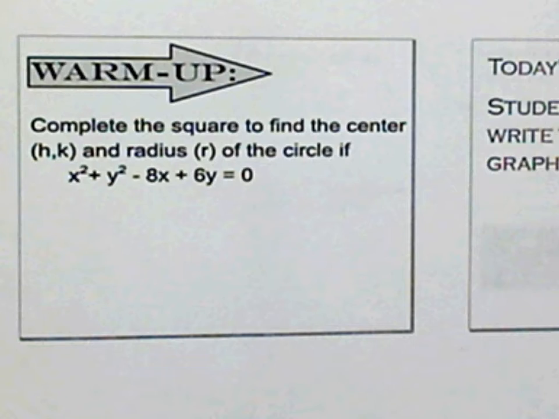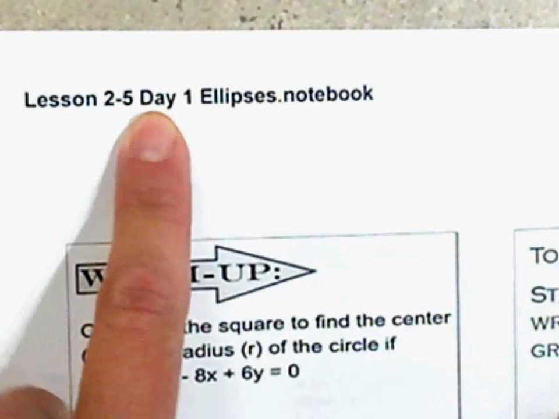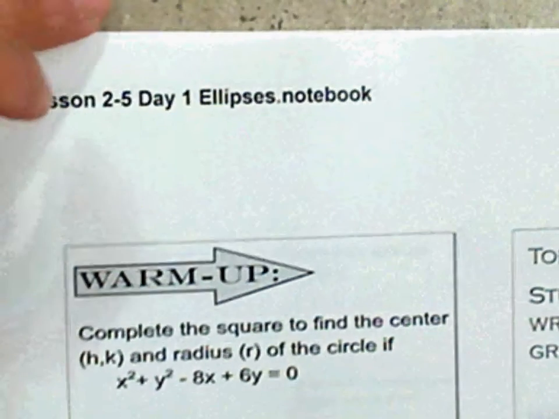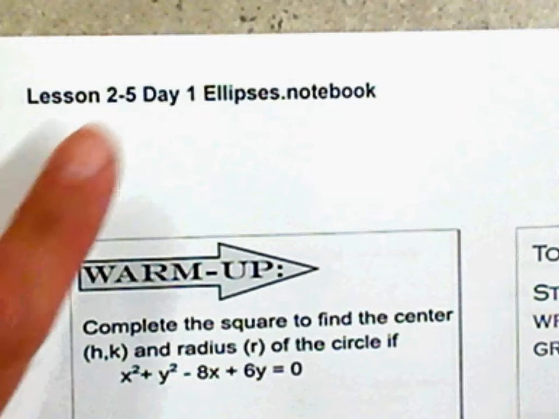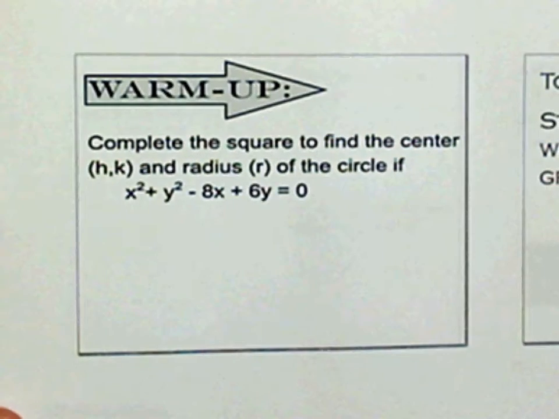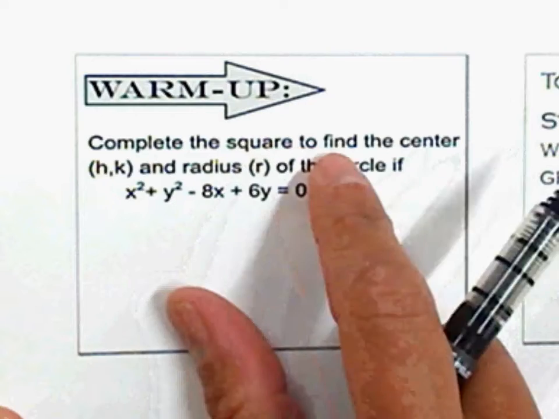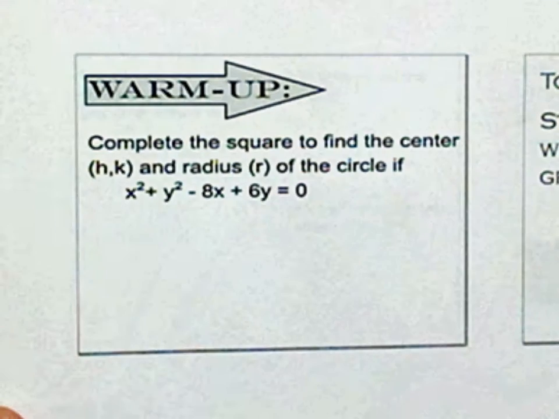Good morning to all. This is lesson 2-5, day 1, ellipses, and here are your notes for today. All right, so we're going to go ahead and start with a warm-up. This is 2.5, day 1 warm-up. The question says, complete the square to find the center and radius of the circle of the following.